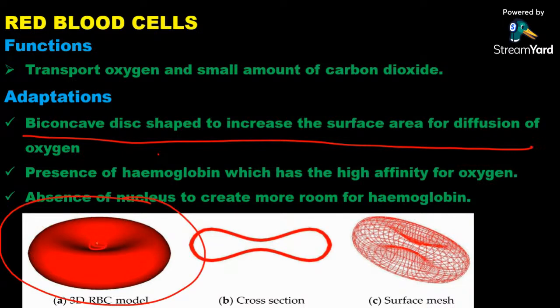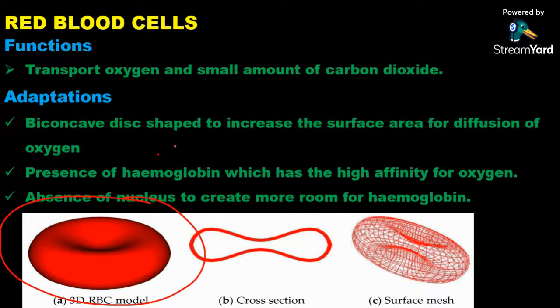As you can see, there's a halo in the middle there. All that is to increase the surface area for the diffusion of what? Oxygen. Then presence of hemoglobin. Hemoglobin is a pigment where oxygen binds for its transportation. So presence of hemoglobin, which has high affinity for oxygen.